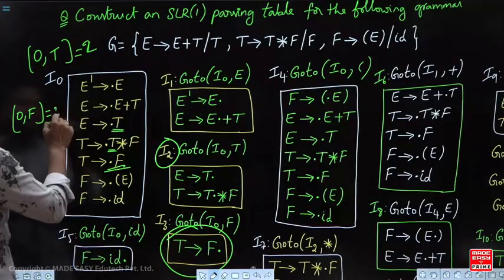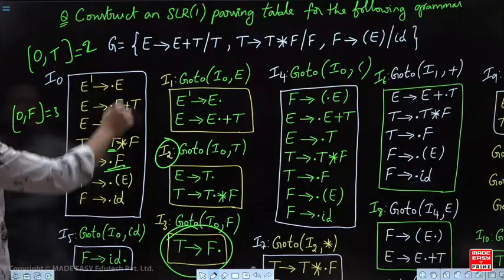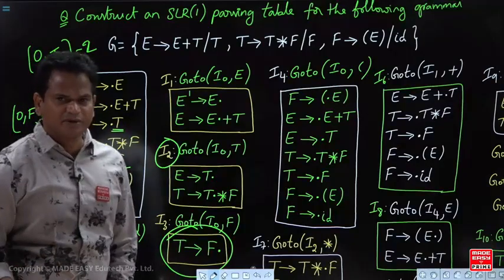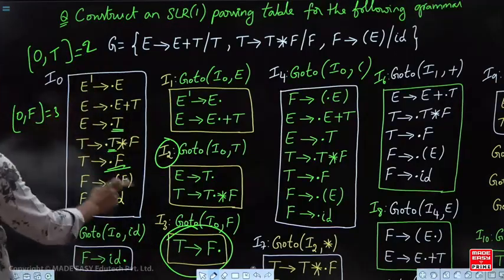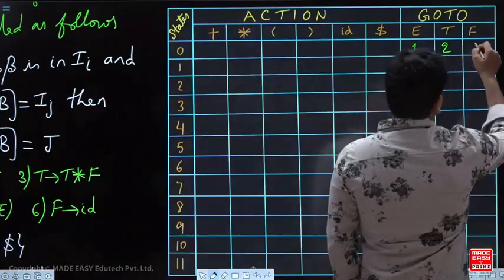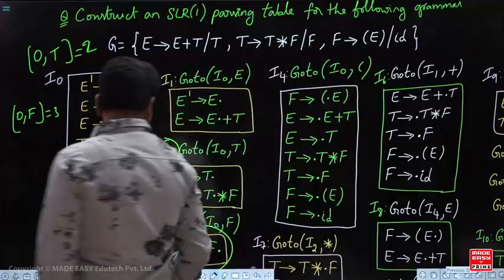That is the reason for 3. Why 3? Because it is I3. Why only 3? Because it is a non-terminal. Why in the 0th row? Because it is I0. Everything I am repeating several times. So this is I0 comma F, I3. Therefore 0 comma F is 3. Now this is done.